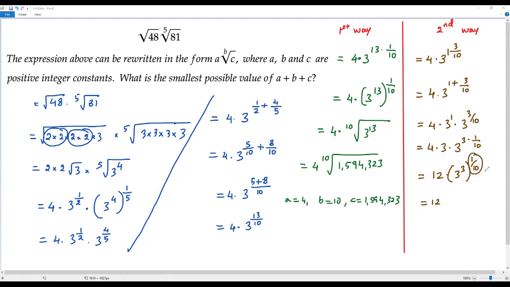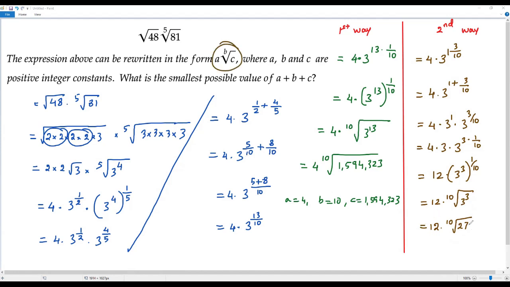12 times, here we have the exponent 1 over 10. Since we have a fractional exponent with numerator 1, this exponent can be written as a radical. When I write this exponent 1 over 10 as a radical, the index of the radical will be 10. Then we get the 10th root of 3 to the third power. Then we have 12 times the 10th root of, the value of 3 to the third power is 27. Here I got the given expression exactly in this form, a times b root of c.